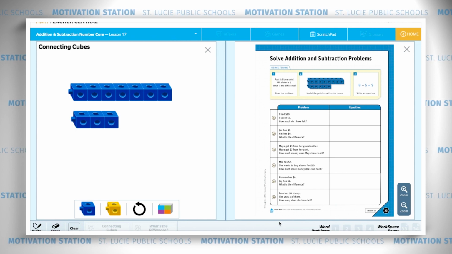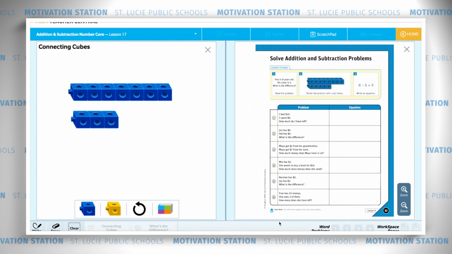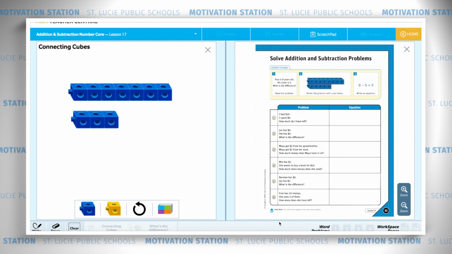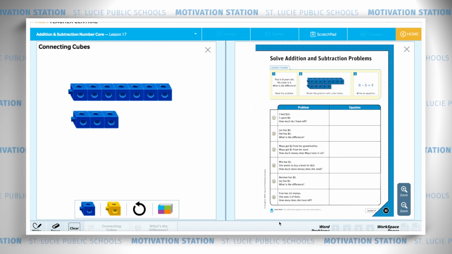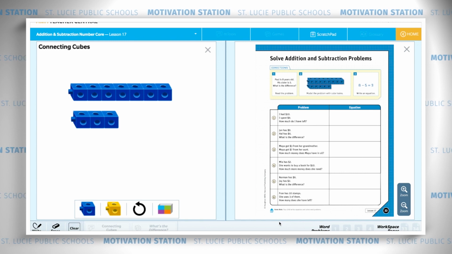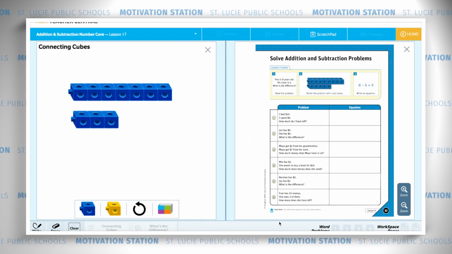So let's get our workspace book, or you can work online. We're going to do the first problem together. I had $10. I spent $9. How much do I have left? So let's think, what kind of problem is this? Is it comparing, joining, missing addend, or take away?